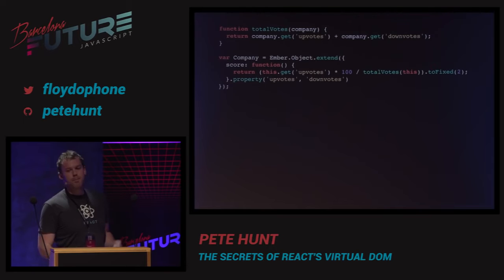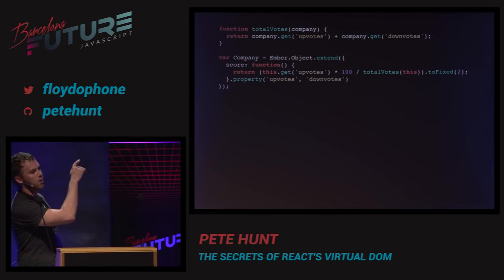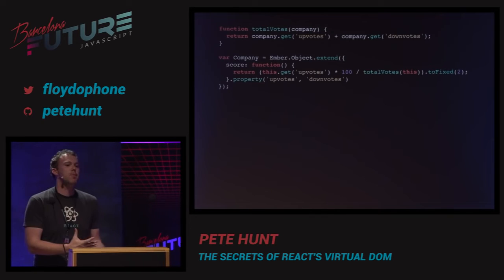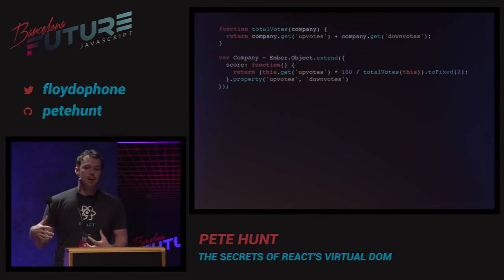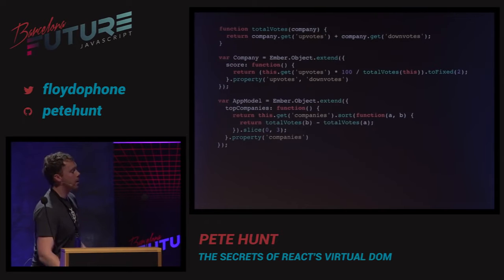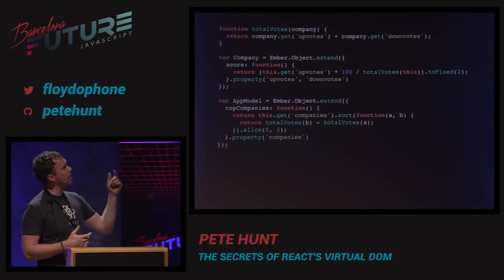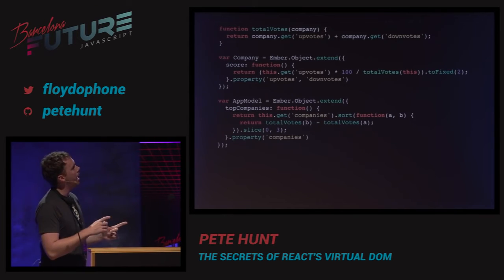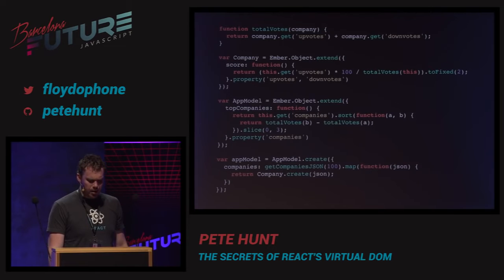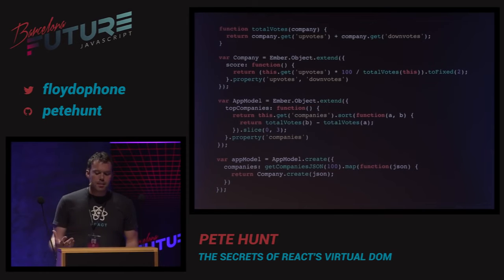Now, take a look at this .property right there. That indicates that it's a computed property. And this tells the system, hey, whenever the upvotes or the downvotes change, make sure that we recompute this score computed property. And when that score computed property recomputes, it will update the DOM as well, because it has things observing it as well. So moving on, we build our overall application model, which has that top companies array. The way that we implement this is we have this companies raw array, and we sort it by the total number of votes, and we slice off the top 3. And finally, we add a little bit of glue code to glue our JSON data structure that we got from the server into Ember's system.